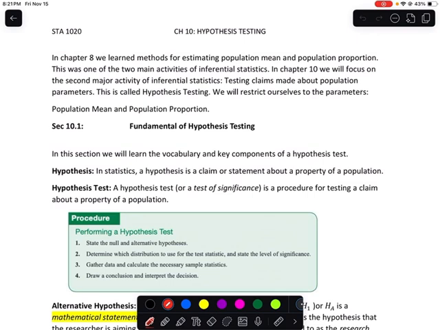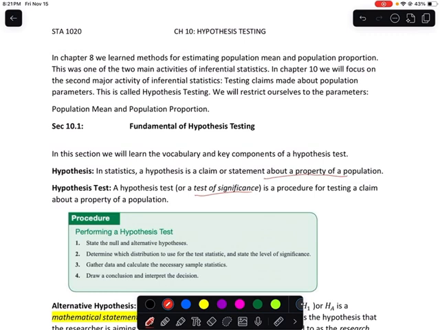A hypothesis test, or a test of significance, which is another name for the same thing, is a procedure for testing a claim about a property of the population. The claim that we are talking about here is the hypothesis, and the hypothesis test is to test that claim.